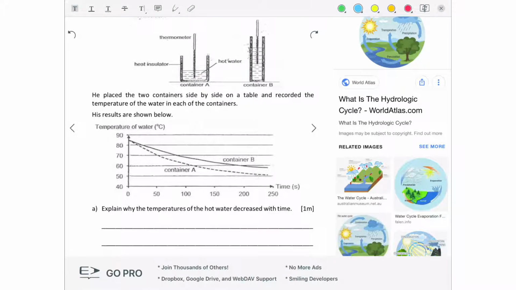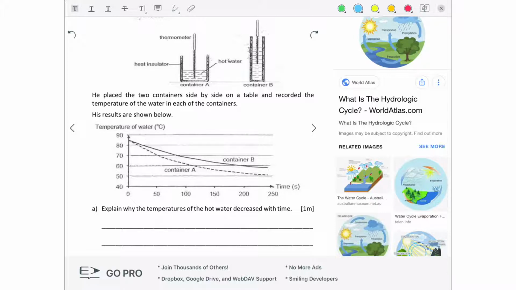Okay, so let's take a look at the setup. 2 containers side by side, table, recorded temperature. Results are shown below. Explain why the temperatures of the hot water decreased with time. Okay, so you see, if we look at the first question, they don't care whether it is the big container or the small container. They just ask why the temperature decreases with time.